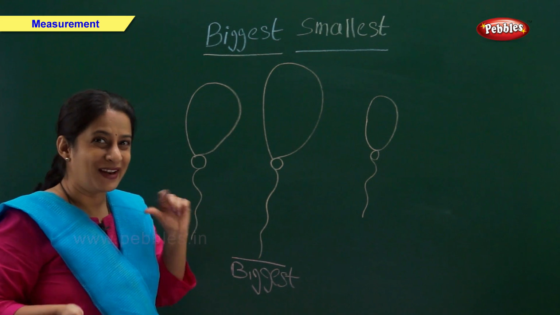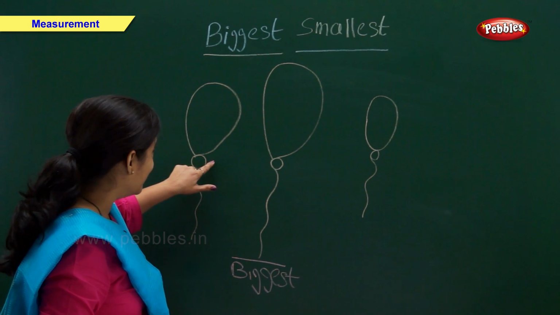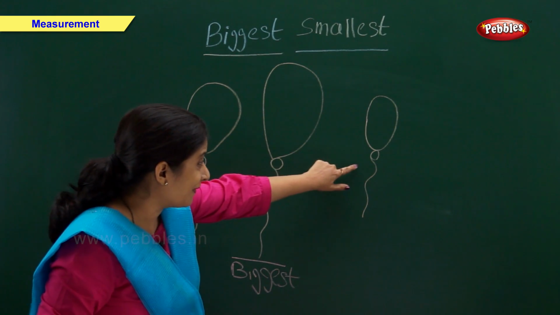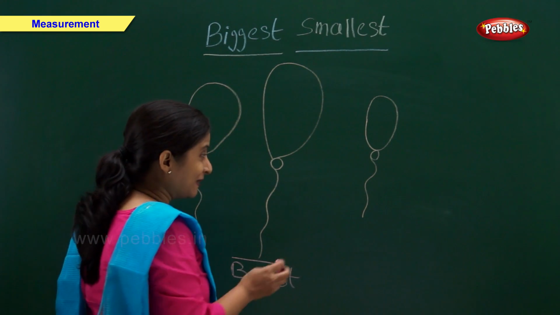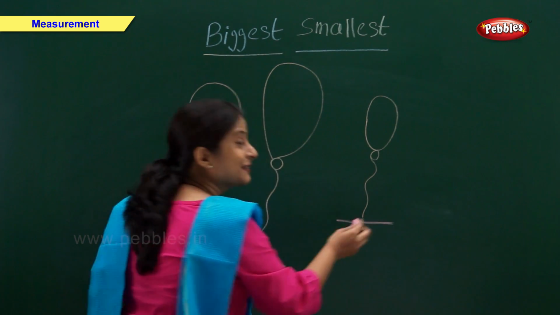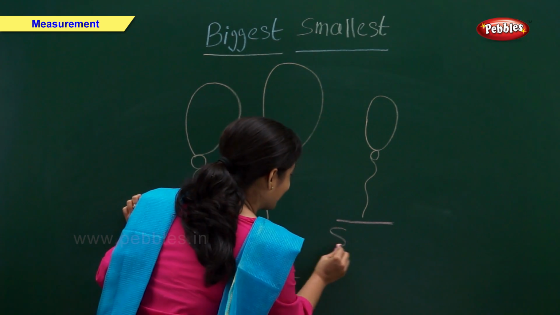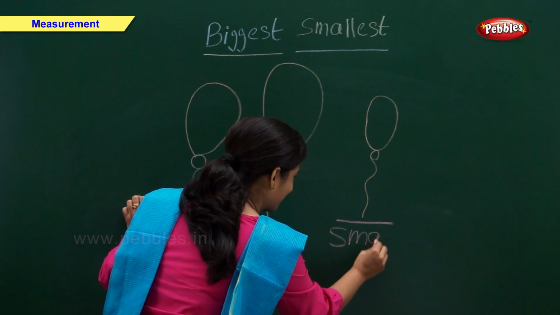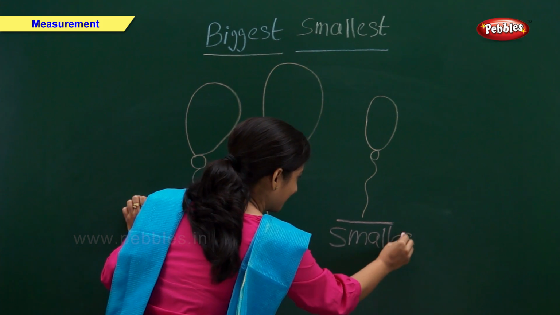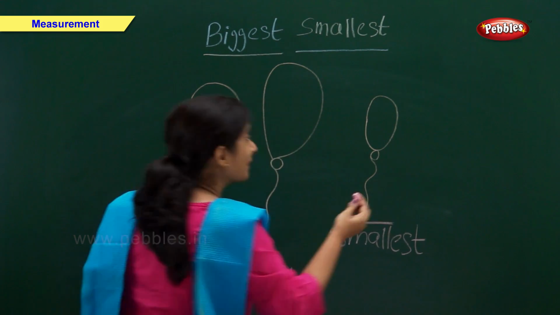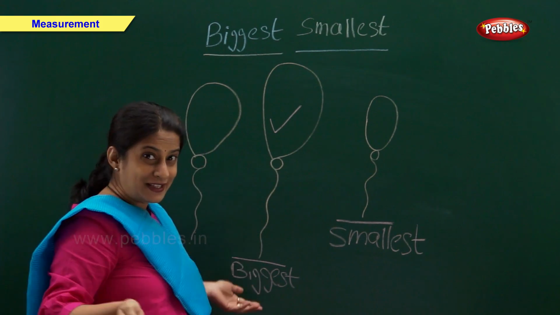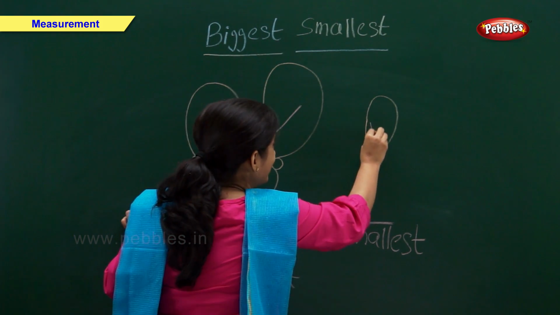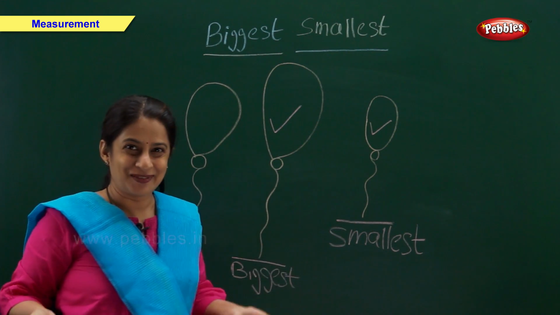And which is the smallest one? Is this the smallest one? Or this? Right. The last balloon is this smallest one. So, this is our biggest balloon and this is the smallest balloon.